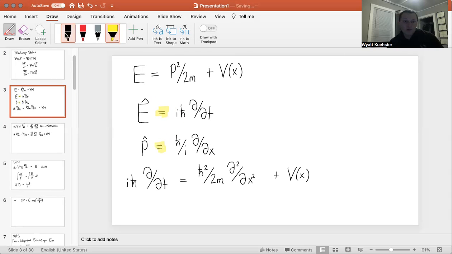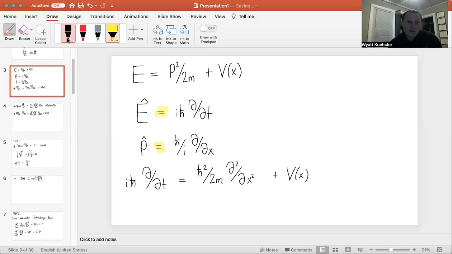And that makes the Schrodinger equation really easy to write down because it's just a rephrasing of this relation E equals p squared over 2m plus V. And then we can just write it as the operators. I just replace E with this operator and I replace p squared with this operator. And that's it. That's what the Schrodinger equation amounts to.